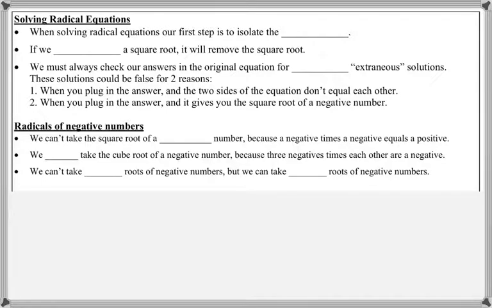So in the previous sections we were looking at radicals and roots. This section we're looking at radical equations. So they're actually equations with radicals in them. And when solving radical equations, our first step is to isolate the radical.